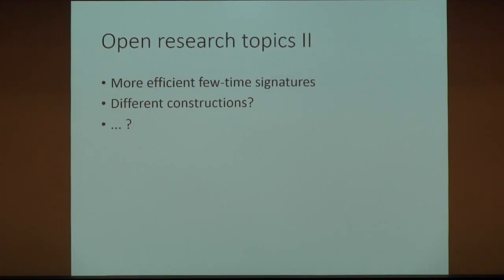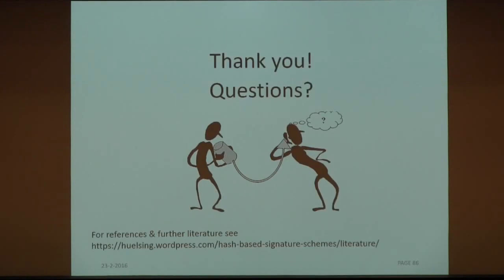However, that's the first proposal, and actually I think there's a lot of work that could be done to further improve this. And especially one open topic in this direction would be to develop more efficient few-time signature schemes, because the few-time signatures really eat up most of the efficiency. That's it from my side.